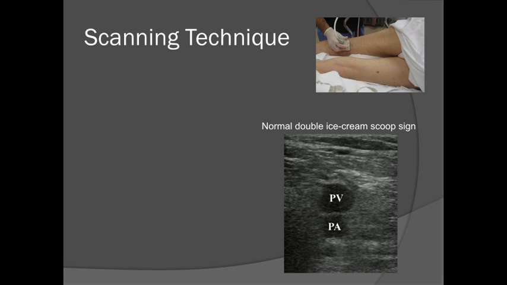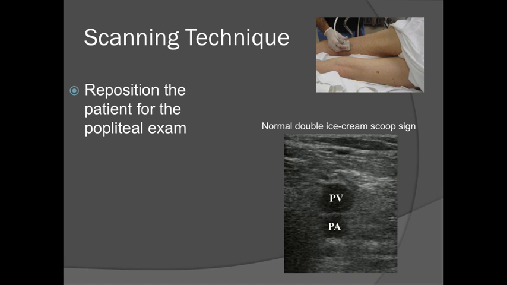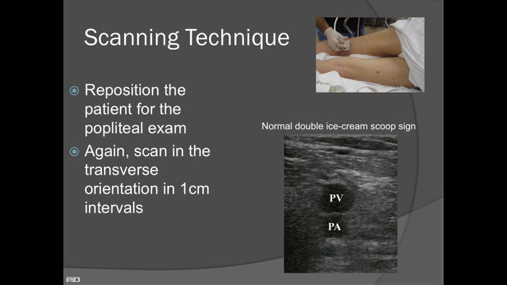So we'll talk a little bit about the scanning technique for the popliteal vein as well. First, you're just going to reposition the patient for the popliteal exam, like we talked about before. Just have them roll onto their side if that's easy enough. And again, scan in the transverse orientation at 1 centimeter intervals. We're going to be looking for this double ice cream scoop sign, and that's what's normal. Of course, there can be some variability as well, where the popliteal vein could be a double vein instead of just one single vein. But this is what you should normally see.